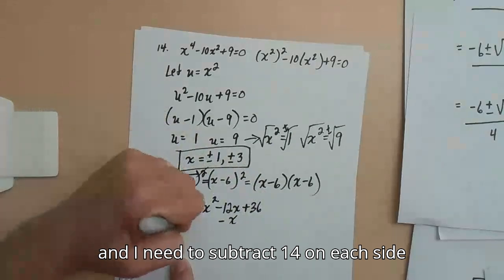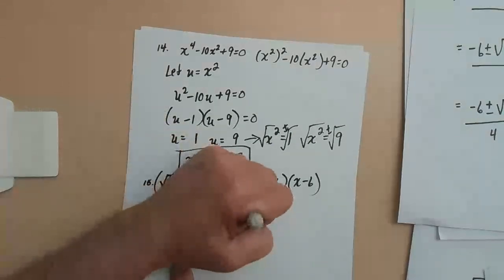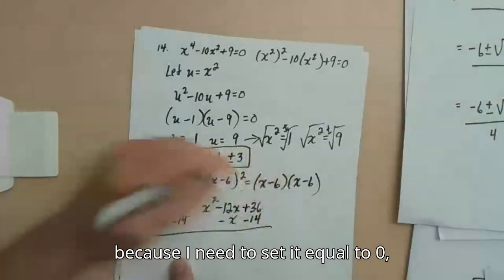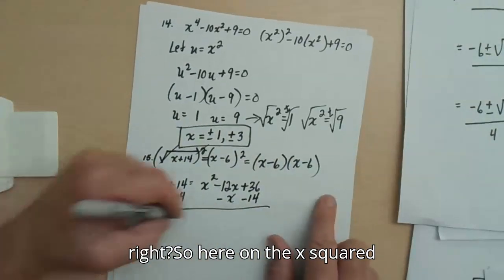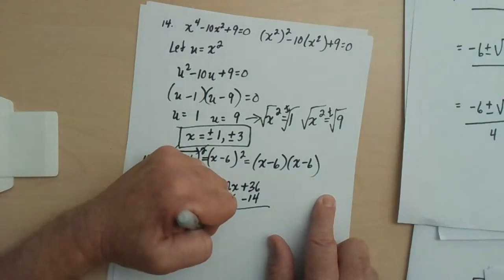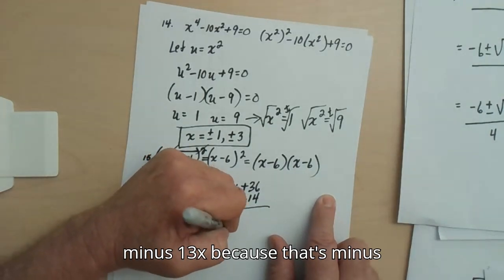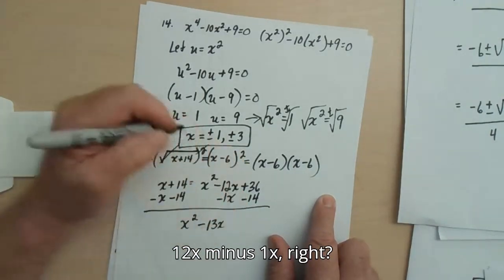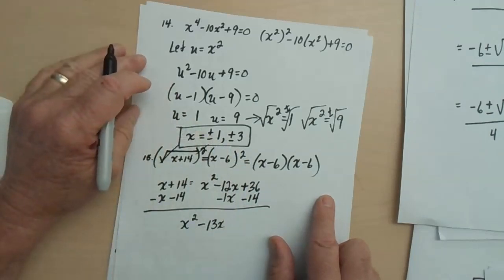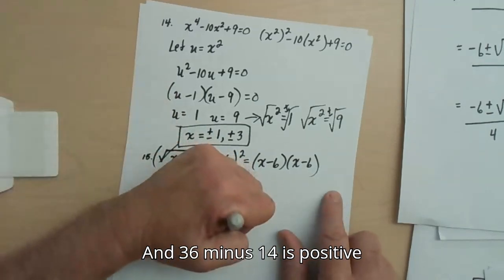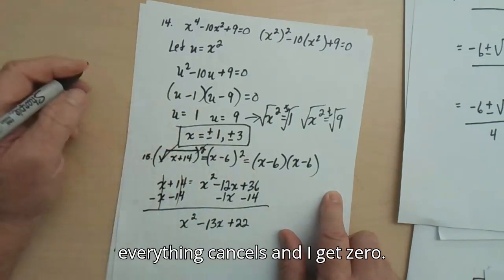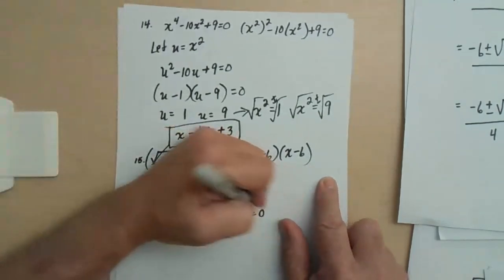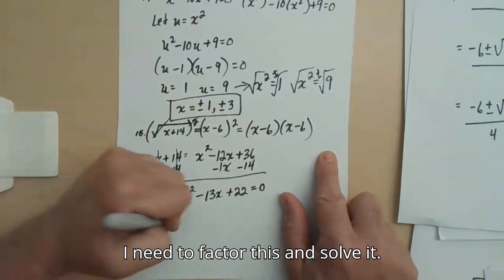And I need to subtract 14 on each side, because I need to set it equal to 0, right? So here on the x squared side, I get x squared minus 13x, because that's minus 12x minus 1x, right? And 36 minus 14 is positive 22. And of course, on the other side, everything cancels and I get 0. I need to factor this and solve it.